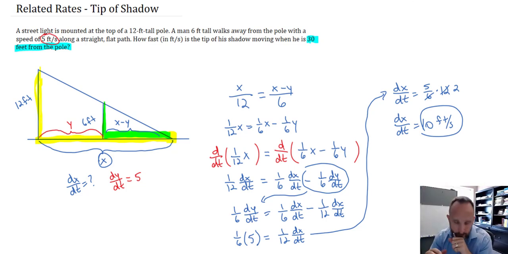So once again, don't confuse this problem, where we're measuring the speed of the tip of the shadow, with the rate of change of the length of the shadow. They're two completely different questions. I hope this video helps explain the differences, and good luck trying some of these on your own.